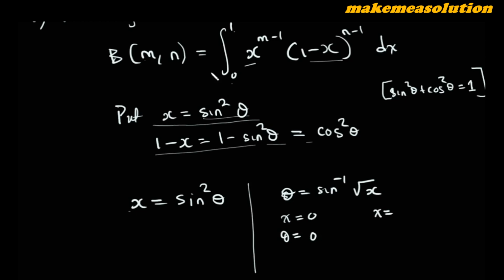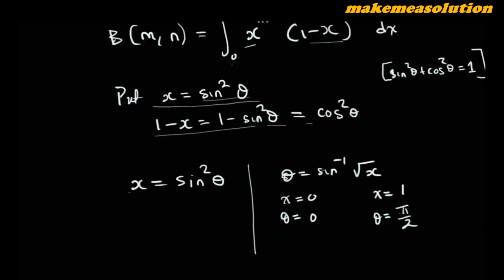When x is 1, theta will be what? Sine inverse of the square root of 1, which is sine inverse of 1. What is that? Pi over 2 in radians, which is 90 degrees. So when we are transforming from x to the angle domain, from x to theta, our integral will change from 0 to 1 to 0 to pi over 2.